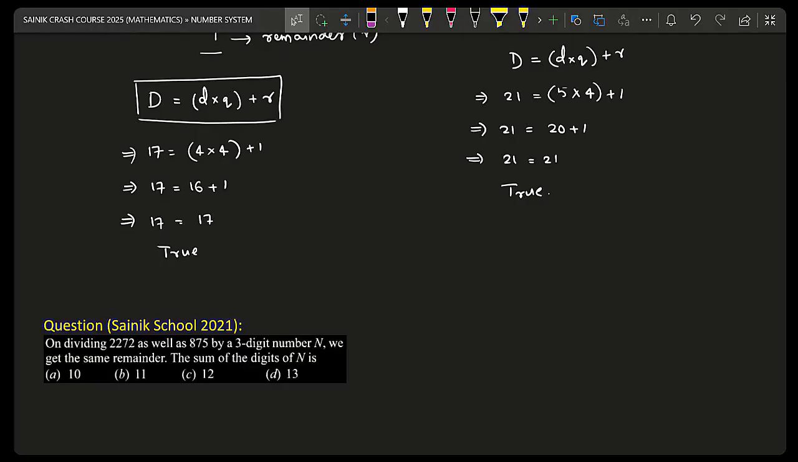You have to get the same remainder. If you take a three-digit number and divide 2272, you will get a remainder. With the same three-digit number, if you divide 875 also, it should give the same remainder.